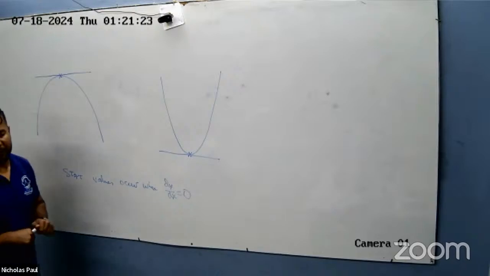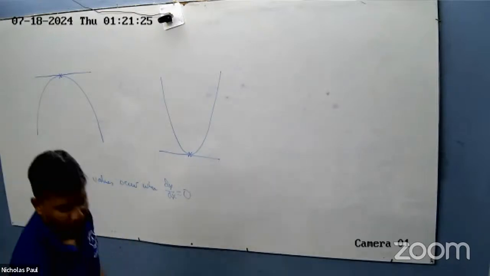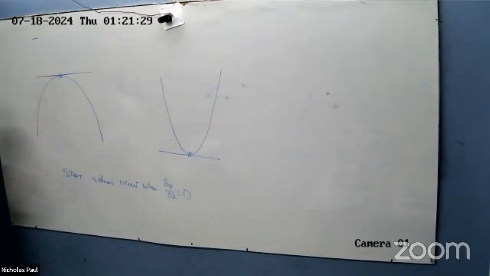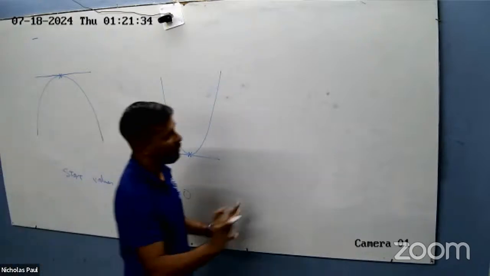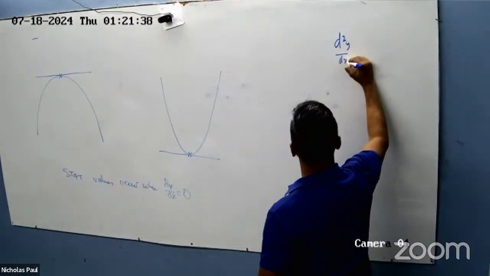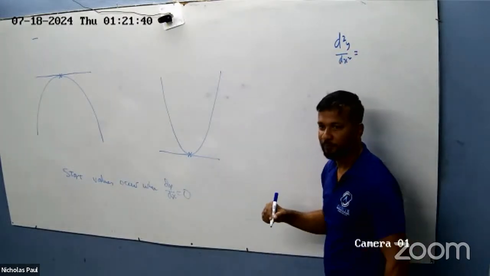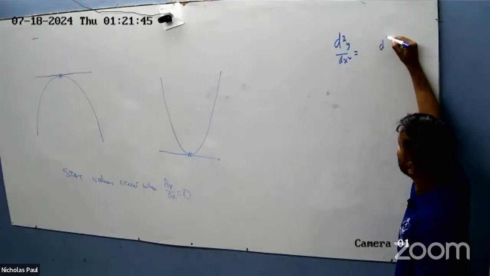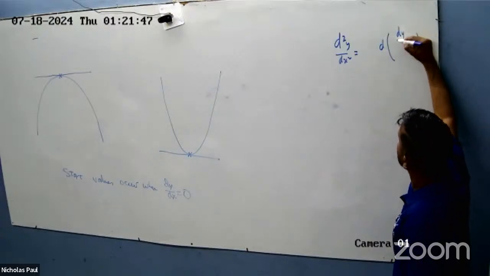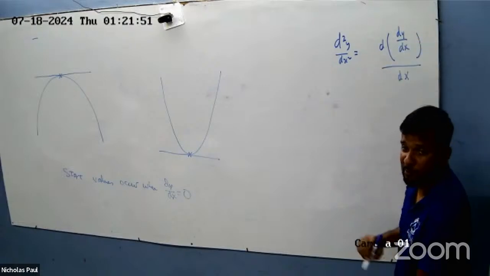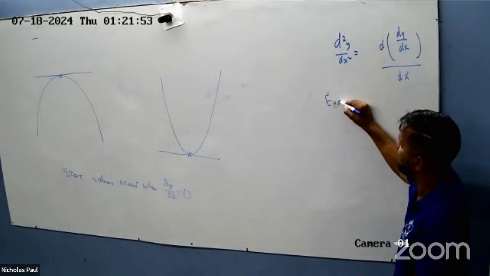But how do we determine if it's a max or min? Real easy. Oh, this is something I didn't give you a small note on. That's my fault, sorry about that. I'm supposed to tell you what d2y/dx squared means. All this simply means is differentiate twice.